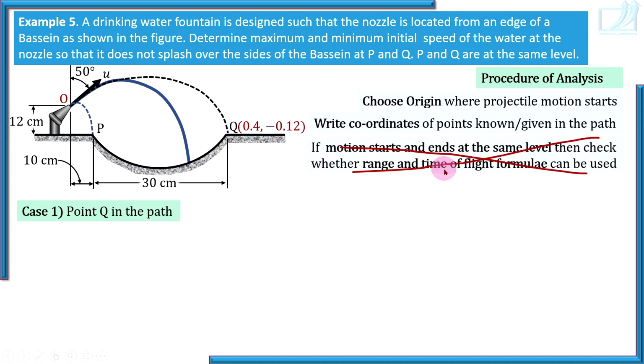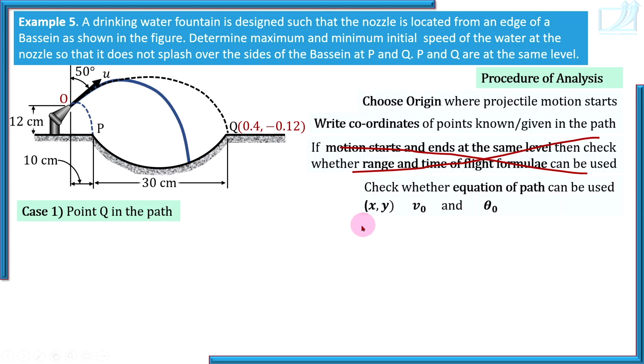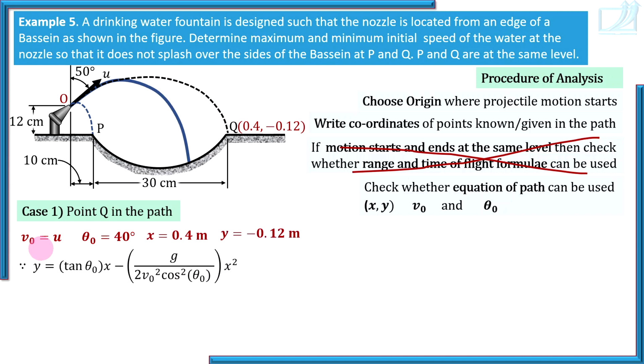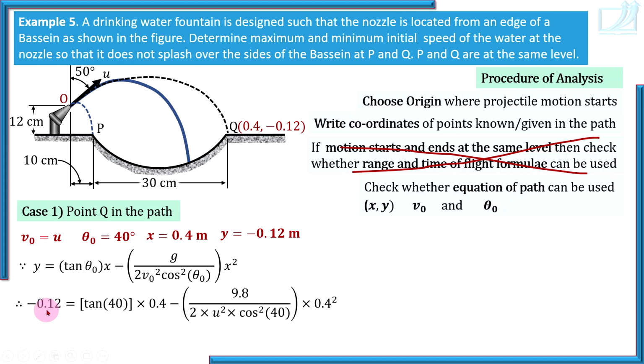If motion starts and ends at the same level, of course not. Check whether equation of path can be used. Yes, coordinates of point Q are given. V0 is to be found out and theta 0 is given. That is 40 degrees. Theta 0 is the angle made by initial velocity with horizontal. So put the values here. V0, theta 0, x and y we are going to put in the equation of path. So y is minus 0.12.